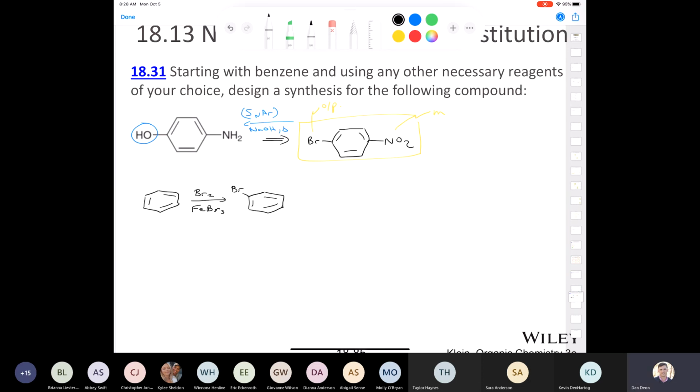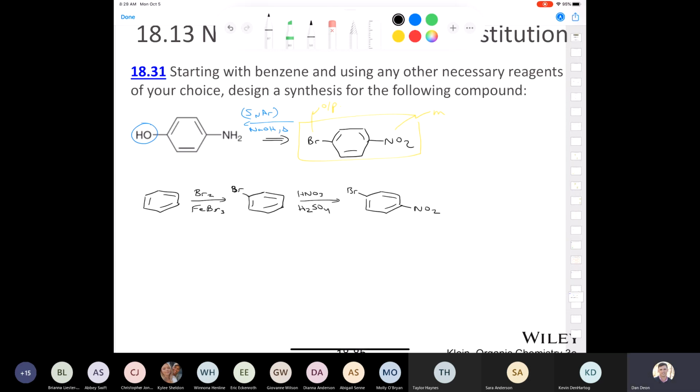The next thing we want to do is install our nitro group. In order to do that, we're going to use nitric acid, which is a very strong acid, and sulfuric acid, an even stronger acid. Okay, dangerous acids. You want to make sure you have your PPE on. Gloves, of course. I've been burned by nitric acid several times. It really hurts. Do not recommend it. Sulfuric acid is not nearly as bad for burns anyway.